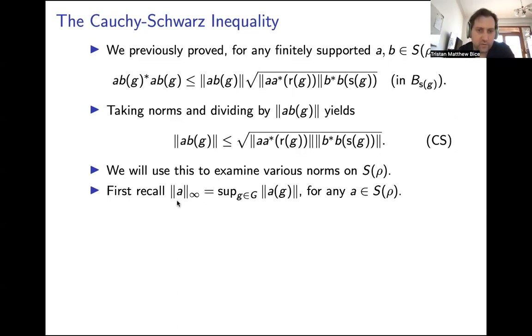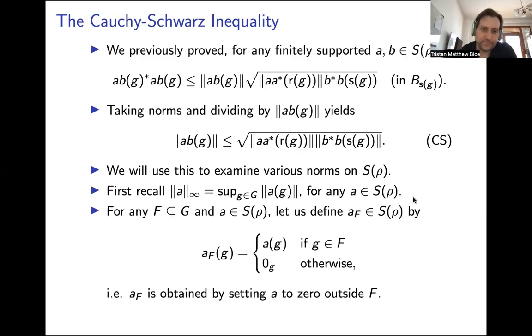So speaking of norms, first recall the infinity norm, or the uniform norm, is defined just by taking the supremum of the norms of all the individual elements in each fiber coming from the section A. So this you can define in any Banach bundle, as we did. So that's the first thing to know.